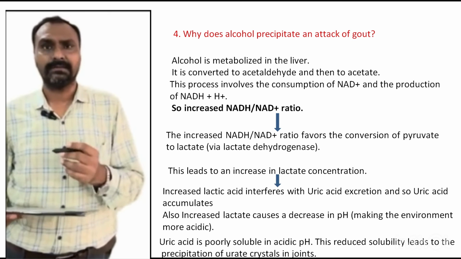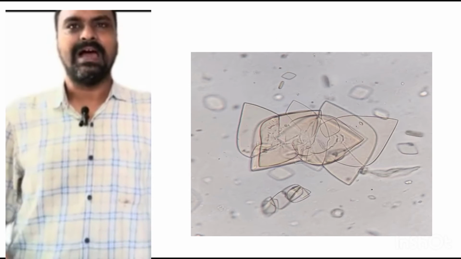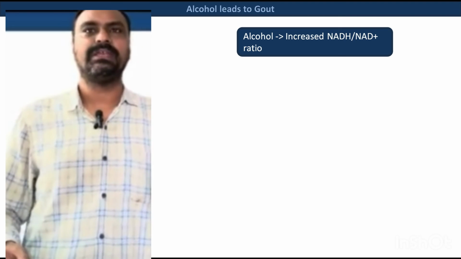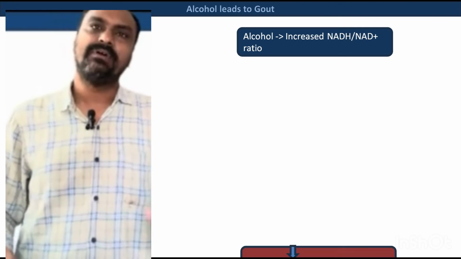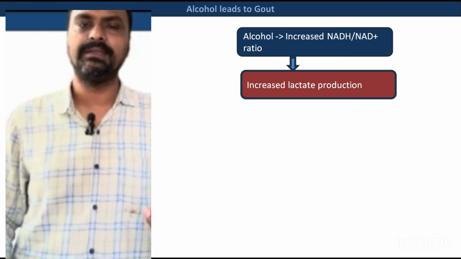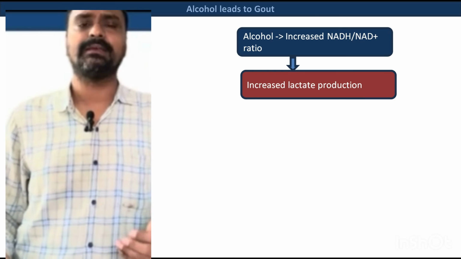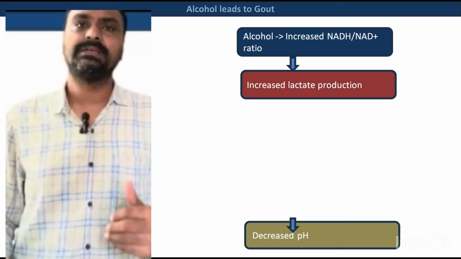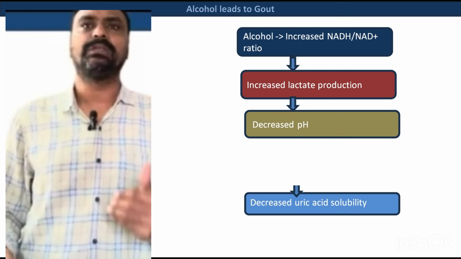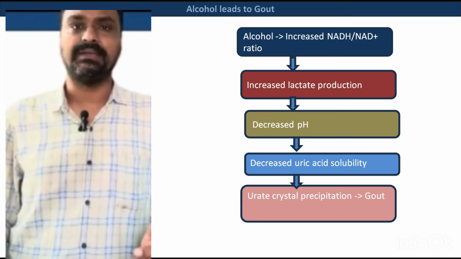This is how the uric acid crystals are seen in the urine microscopy. So we see the sequence again. Alcohol leads to the increased NADH ratio. Increased NADH ratio will lead to increased lactate production. Once the lactate production is increased, it will lead to impaired excretion of uric acid and lead to the uric acid level increase. Increased lactic acid level also decreases the pH. In acidic medium, uric acid solubility will be decreased and lead to the urate crystal precipitation and lead to gout. So this is how alcohol precipitates gout.